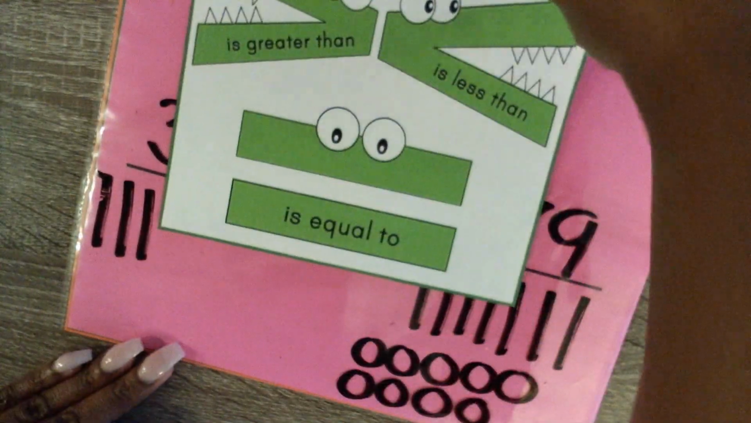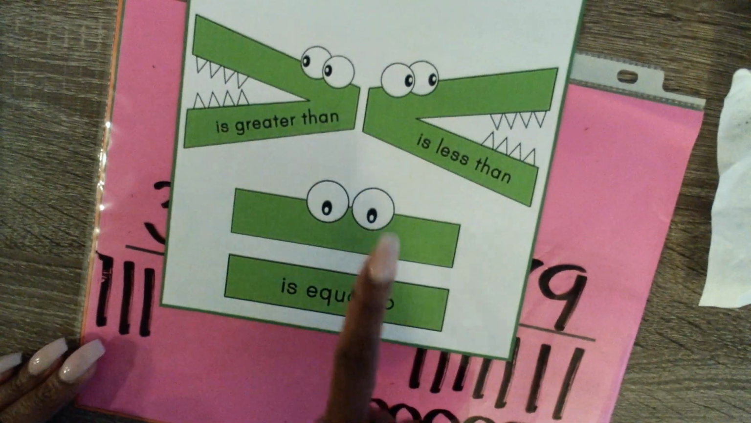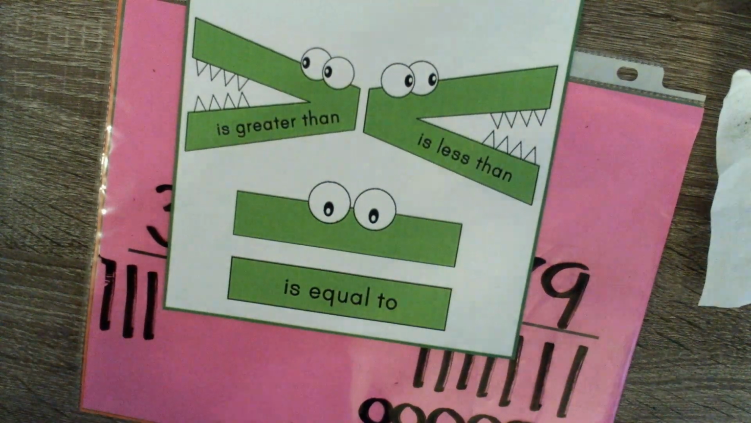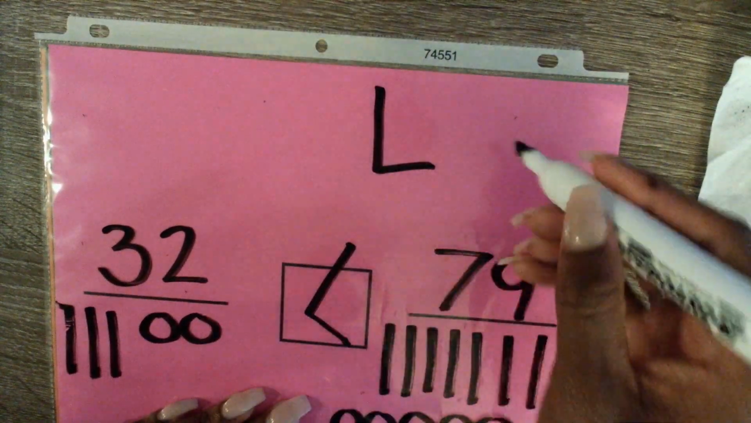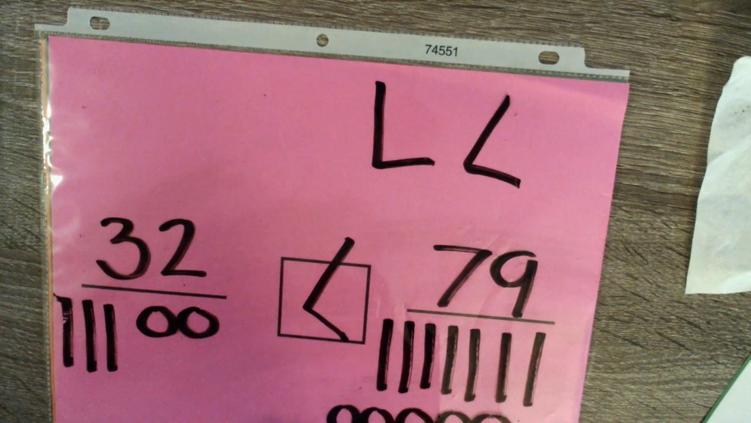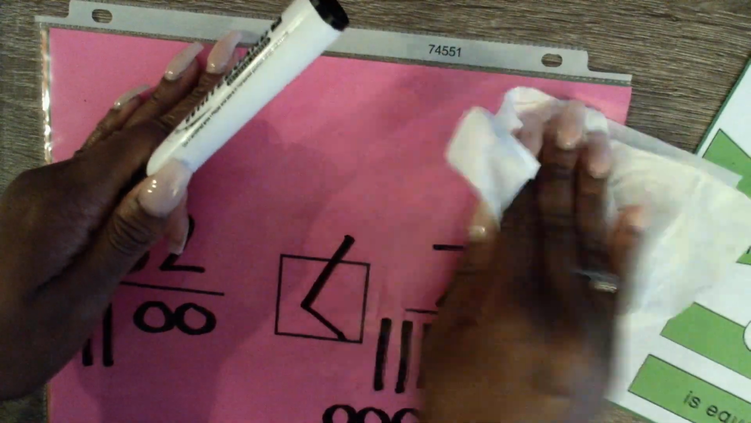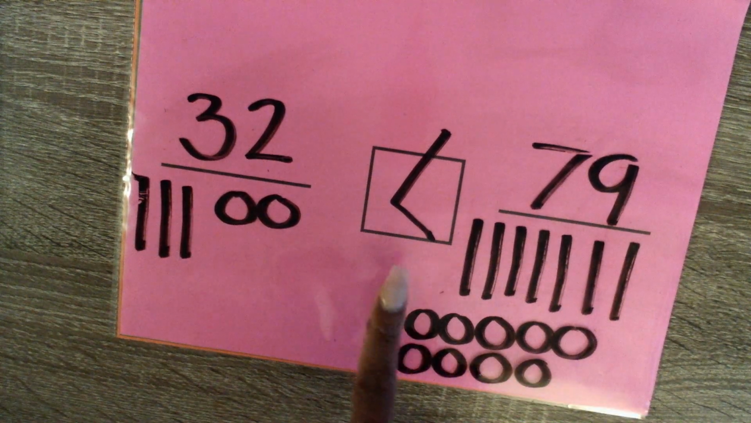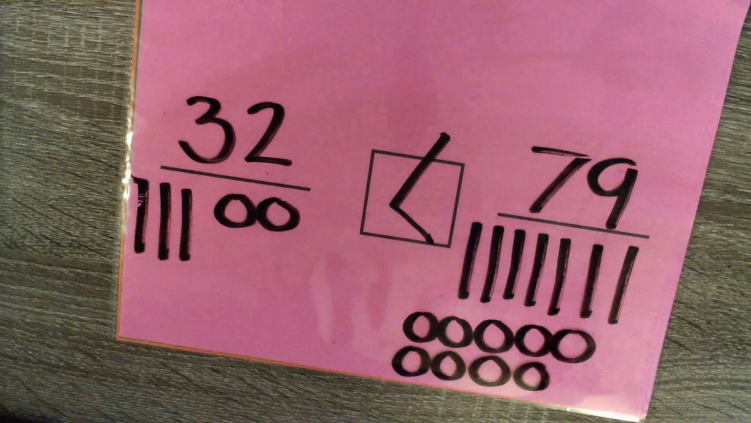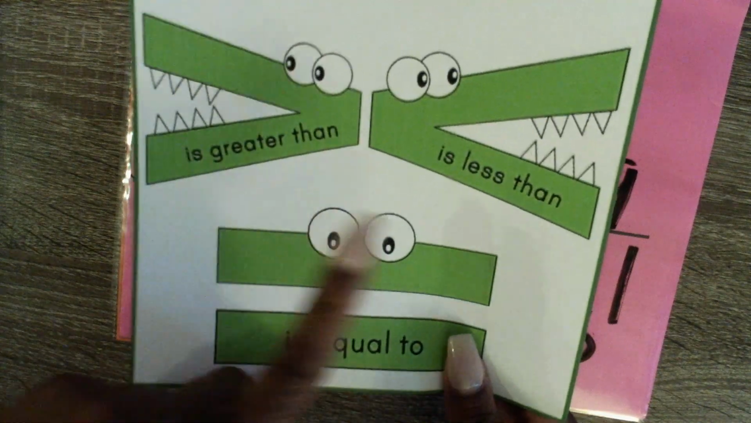That's the less than sign, okay? Remind your students that the less than sign is kind of close to writing the letter L. Look, capital L is very close to the less than sign. I love teaching them that, okay? So let's read this number sentence. 32 is less than the number 79. See? Less than.